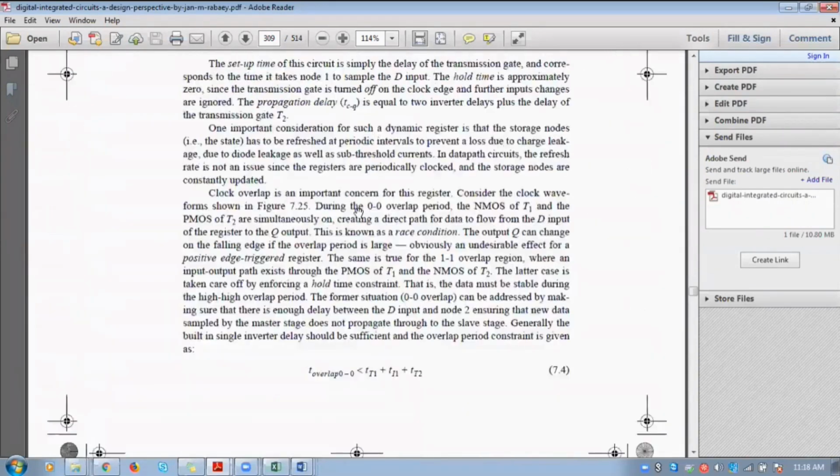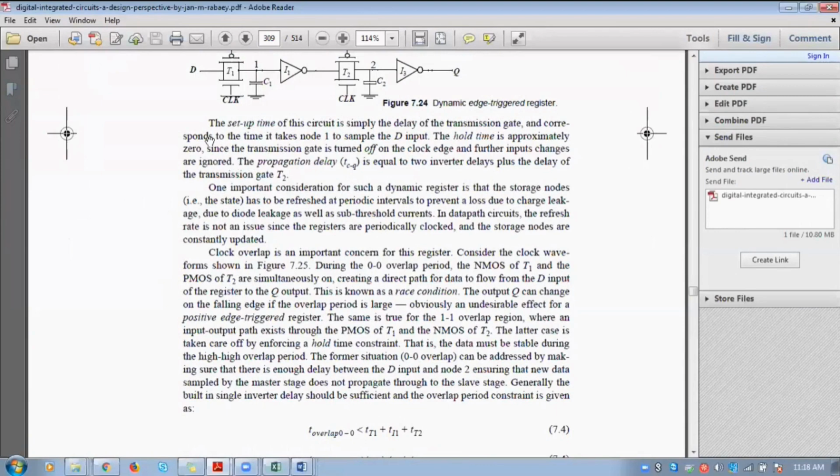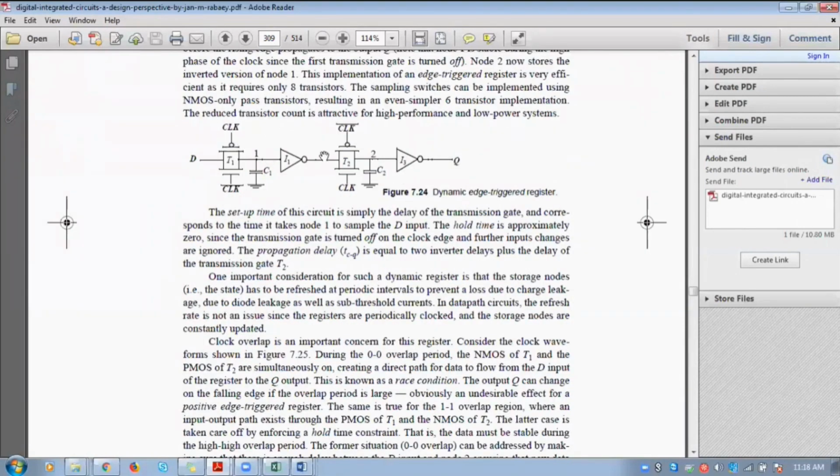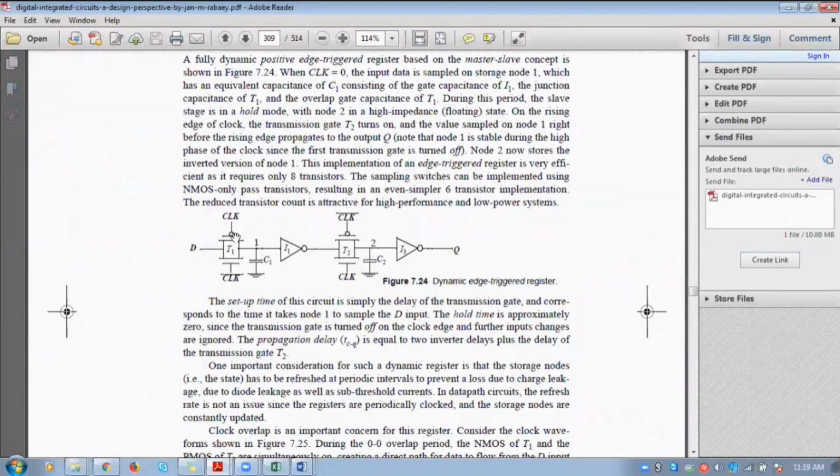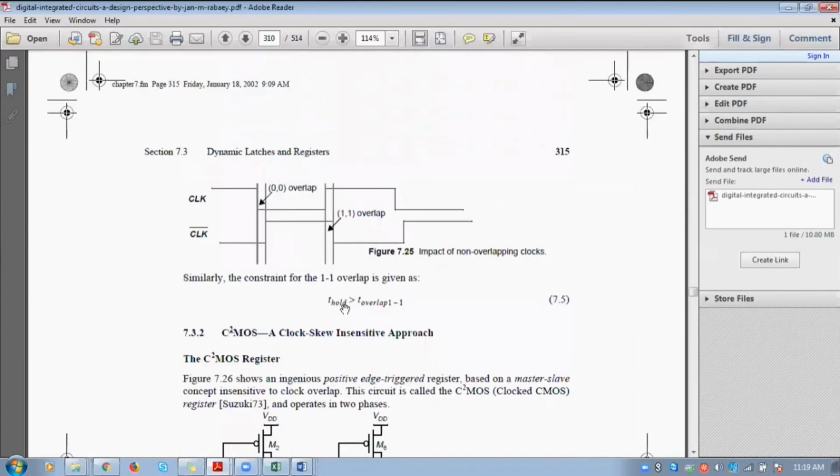Here also, in this case, we are using two different clock phases, clock and clock bar. In practical cases, clock bar is generated from the same source through an inverter. Due to the delay in the inverter, we may get two different phases for clock and clock bar, with some overlapping phases. Since we are using both PMOS and NMOS here, we have to consider both the 0-0 overlap and 1-1 overlap.